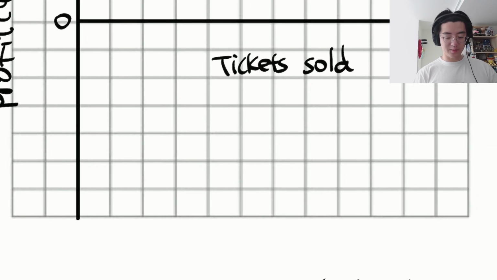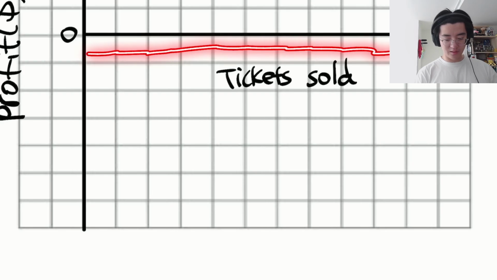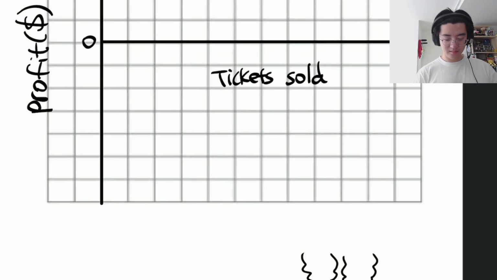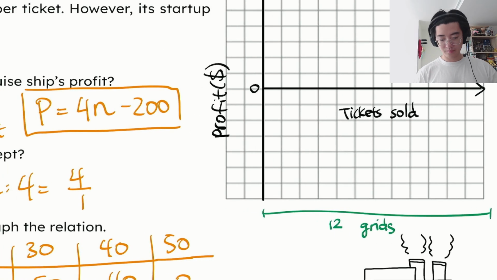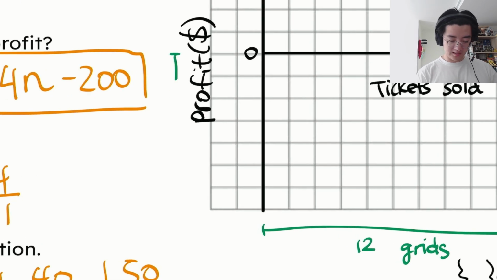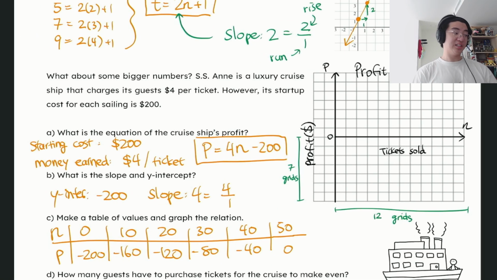So let's see, how many grid spaces are there? It's got 1, 2, 3, 4, 5, 6, 7, 8, 9, 10, 11, 12. So in total here, we've got 12 grids to fit all of our numbers. And similarly here, 1, 2, 3, 4, 5, 6, 7. We've got 7 grids here. And notice how with our table values, we went up by 10 each time.